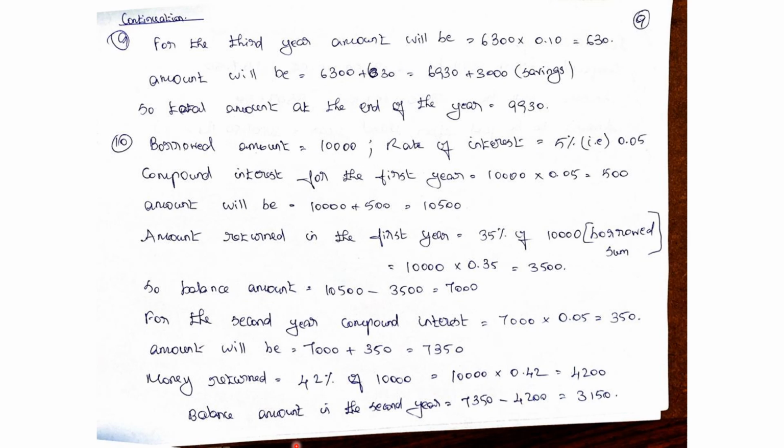Money returned in the second year: how much is he returning? 42% of the sum borrowed. That is 42% not of the sum, but of 10,000. So 42% of 10,000 is 4,200. He must have returned 4,200, so we need to subtract 4,200 from 7,350. We'll get the balance amount, 3,150.